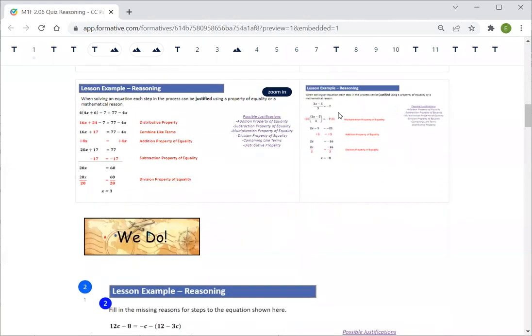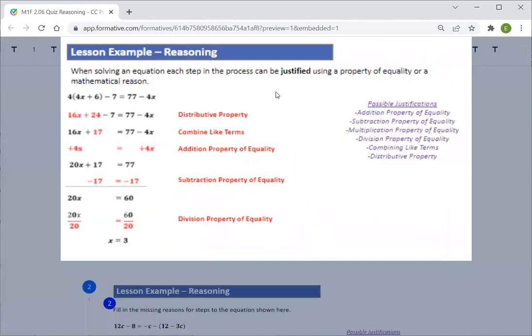So here is an example of a whole worked out problem. Remember the first step, and you always have to remember how the steps go. We always want to distribute first, then combine like terms, and then do our order of operations, which is all of our properties of equality. So there is an example for you to look over.